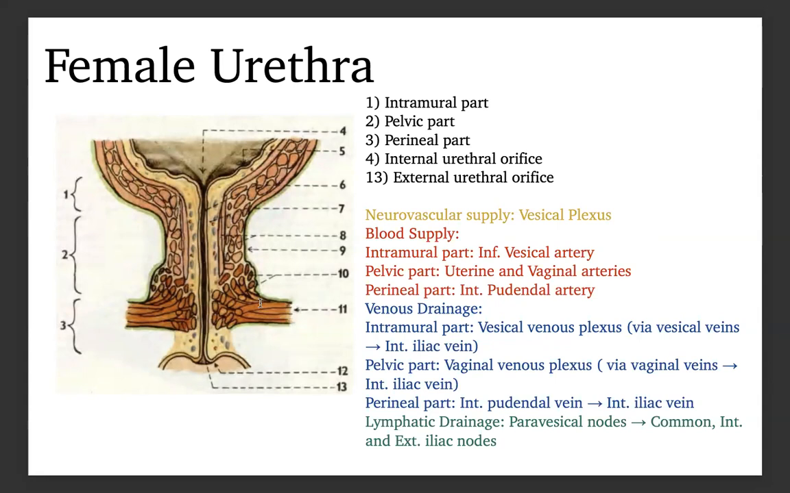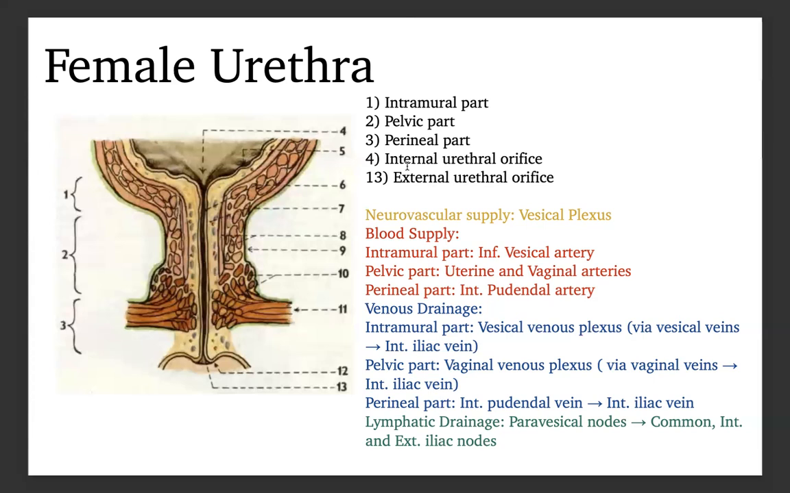Then you're going to have the internal urethral orifice and the external urethral orifice. The internal urethral orifice is located inside the urinary bladder, and the external urethral orifice protrudes as the urethral papilla in the vestibule of the vagina, around 2 to 3 centimeters behind the glans of the clitoris.